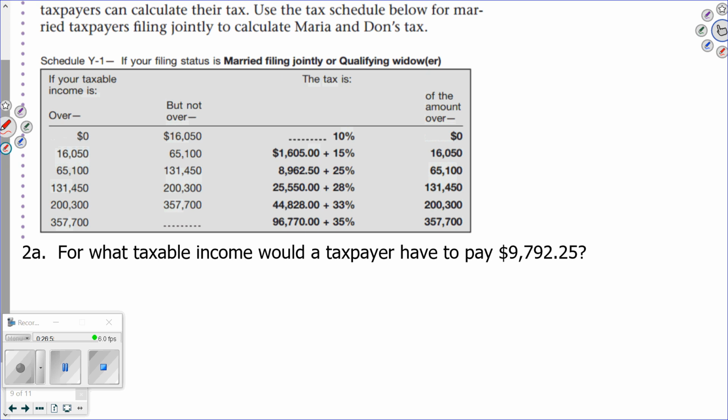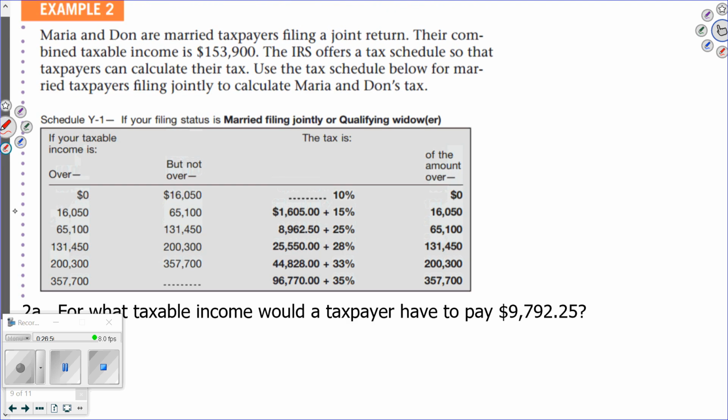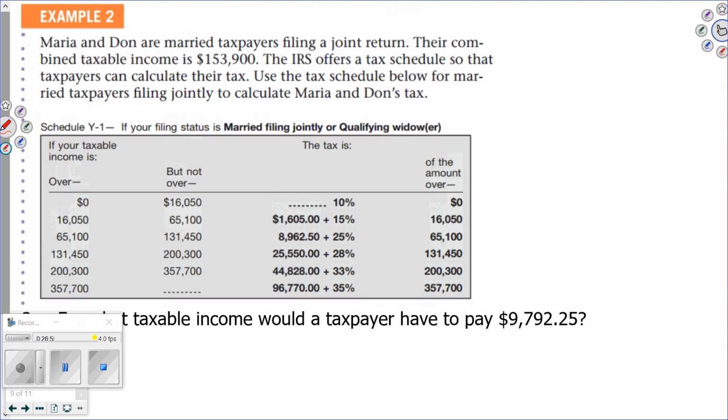So let's go ahead and figure out their tax. So where do they fall here? Good, they fall into this one, right? They're here because they make $153,900.